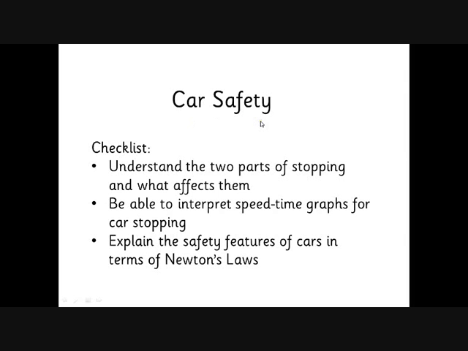So this is our very last one in additional physics on car safety. There's a few things to learn in this, but actually mostly it's about applying the ideas from the other parts of the unit. So we need to learn the two parts of stopping and what affects them. And then after that, we're just interpreting speed time graphs, a specialist example of speed time graphs for car stopping, but with the same ideas that you've talked about for speed time graphs earlier. And then we need to explain safety features of cars, talking about Newton's laws and how they're applied to car safety.